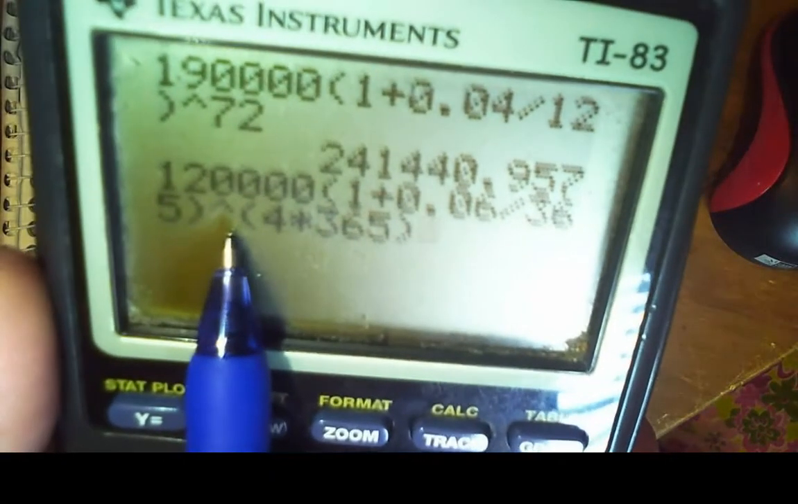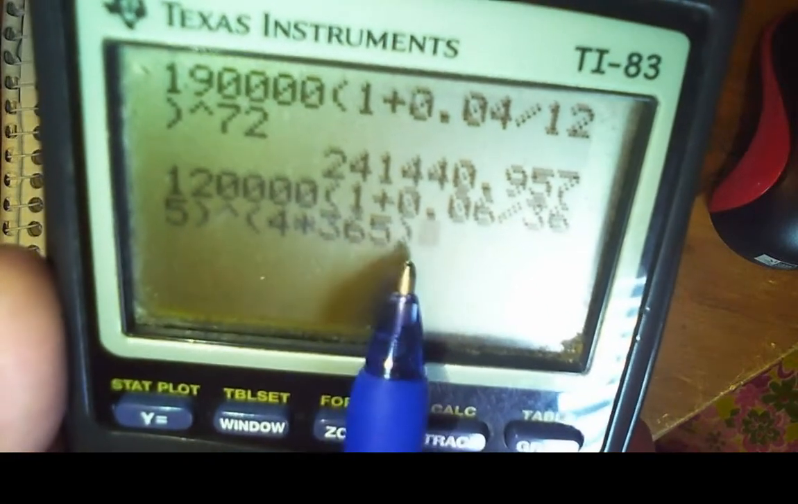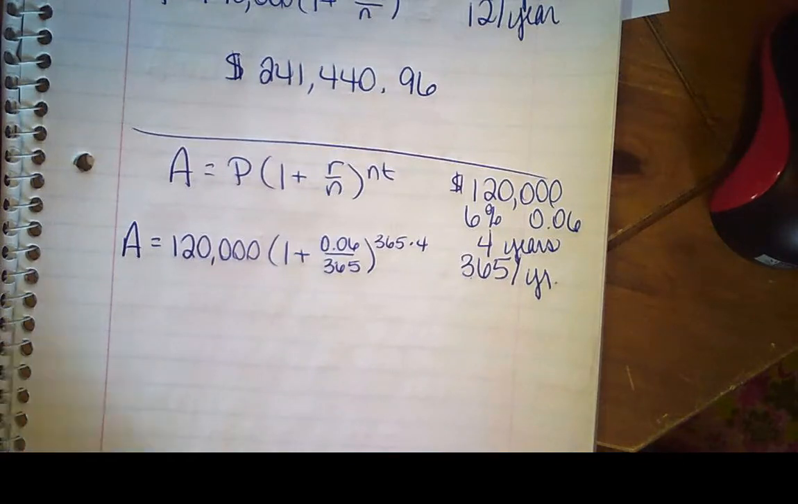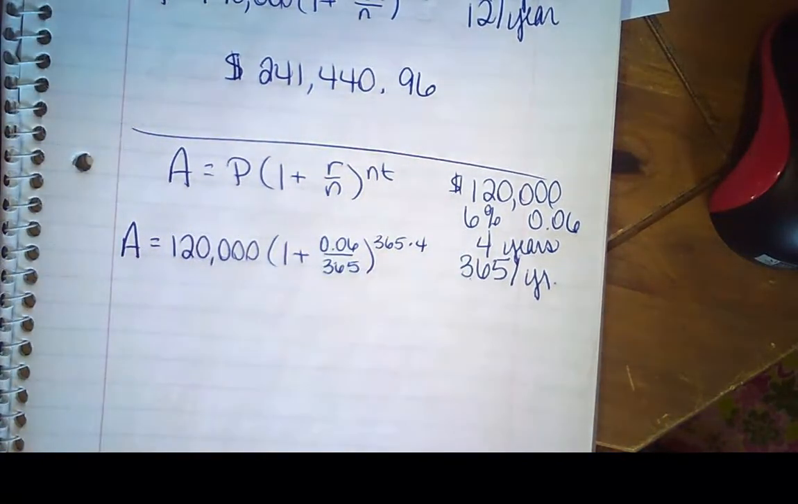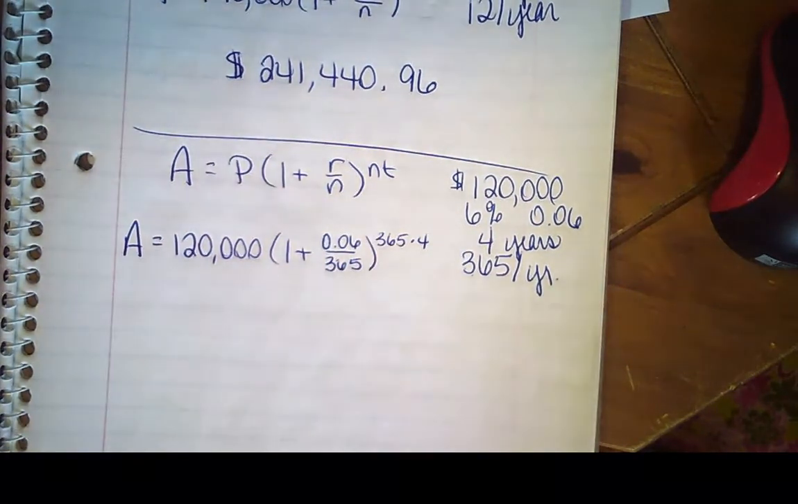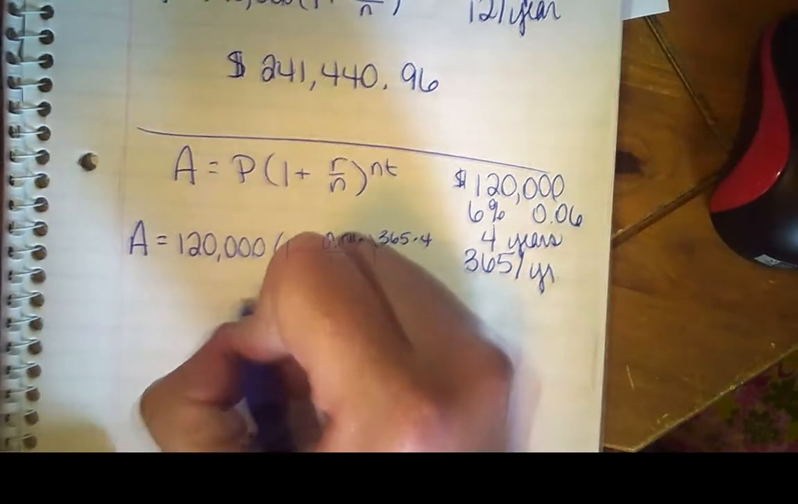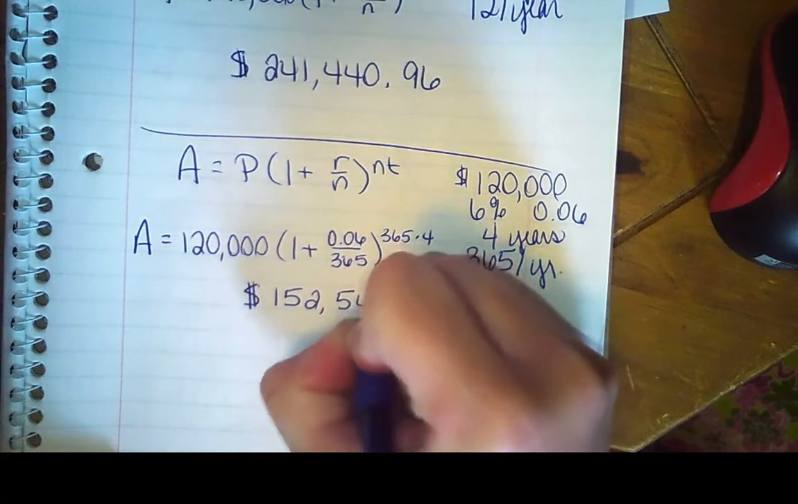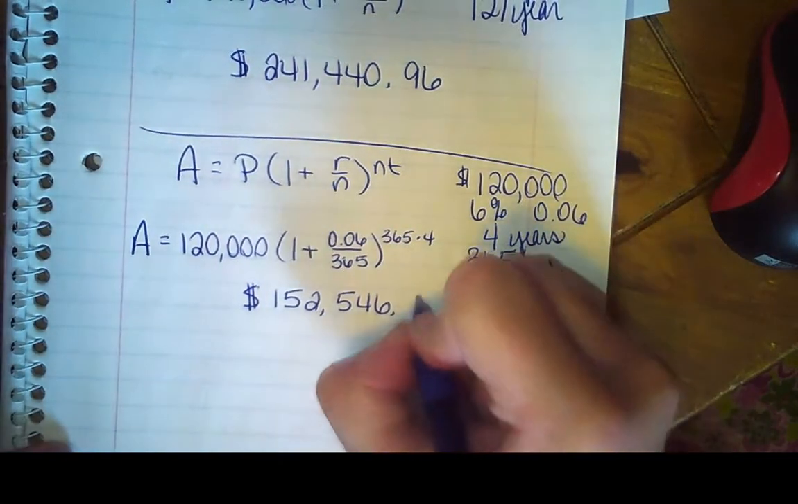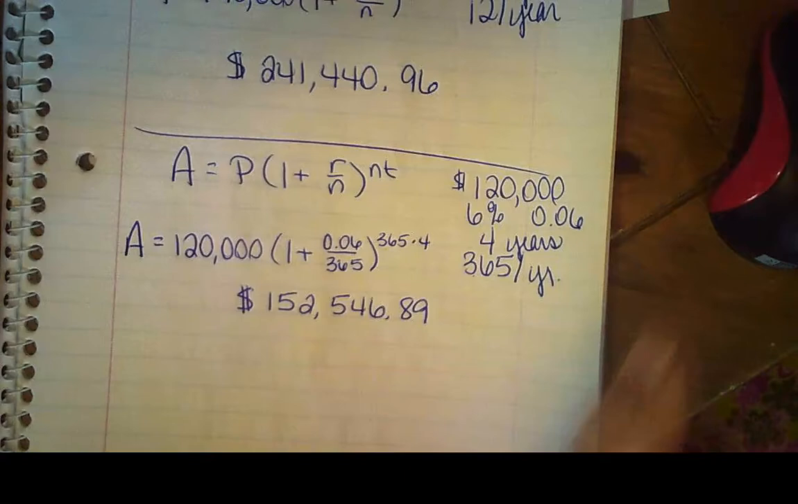Okay, so in my calculator, I said raised to the, and then I put my parentheses around my exponent. If you don't put the parentheses around the exponent, it's going to raise it to whatever thing you type first, and then it's going to multiply your entire answer by the other factor. So you've got to tell it that entire thing is the exponent. So I get 152,546 and 89 cents. So we'll finish this section up in a second video.